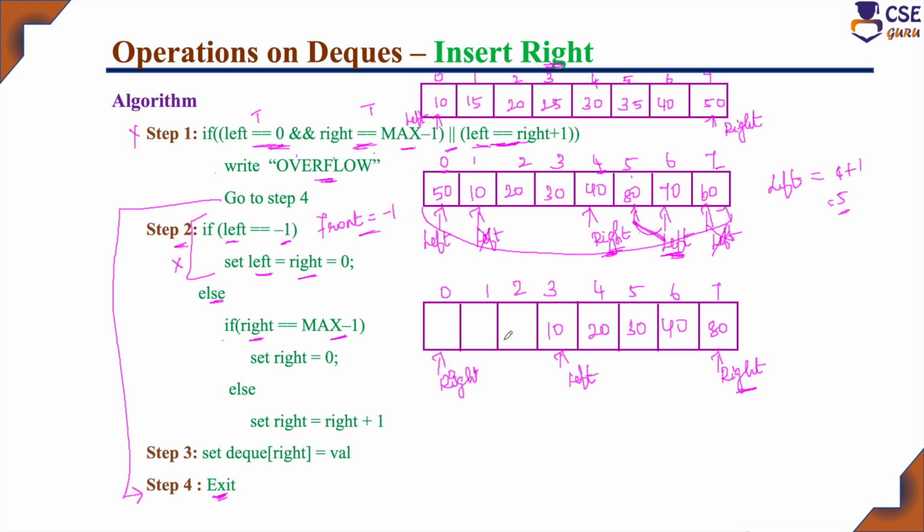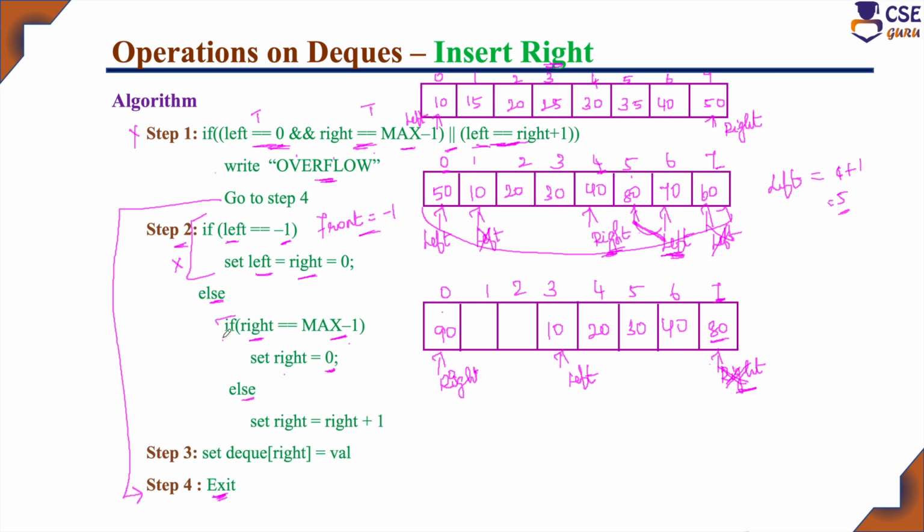3 memory locations are free here. You can perform a new insertion. So when the right pointer has reached the max minus 1 position, that is the 7th memory location, just reassign the right pointer to 0th memory location and place the new element. You can perform the new insertion in this case. Right is equal to max minus 1, set right is equal to 0.